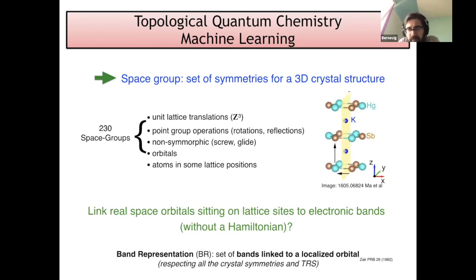And this would be very powerful and very universal. And this type of link actually exists, and it's called a band representation. This is the link that basically gives you every type of band that starts from localized orbitals. So hence, if it starts from localized orbitals, we'll call it atomic limit. So these band representations are sets of bands linked to localized orbitals. They respect all these crystal symmetries and, for example, time reversal or others.